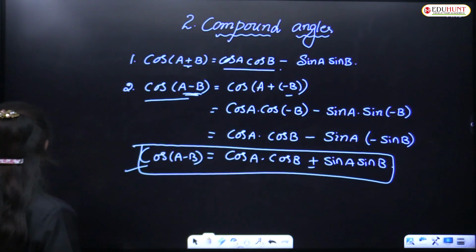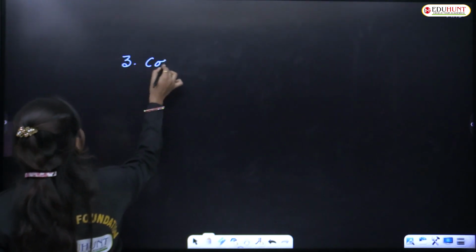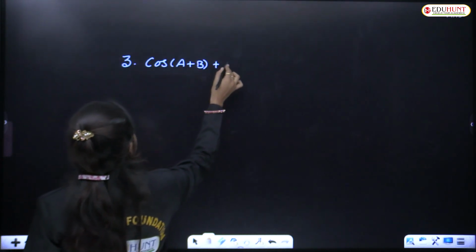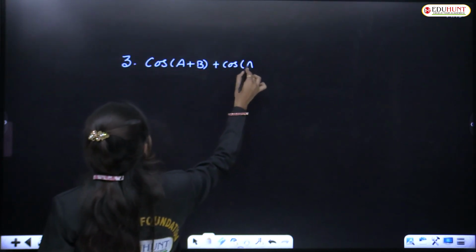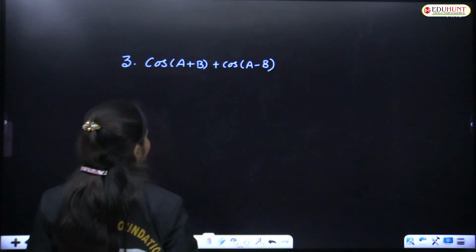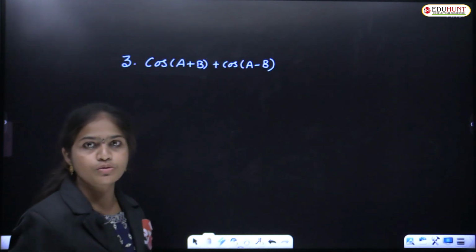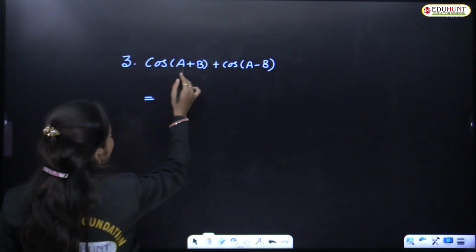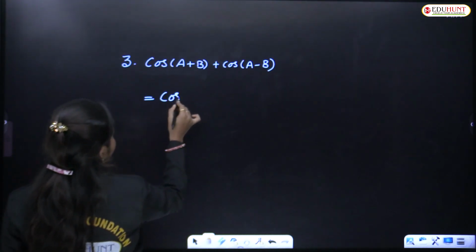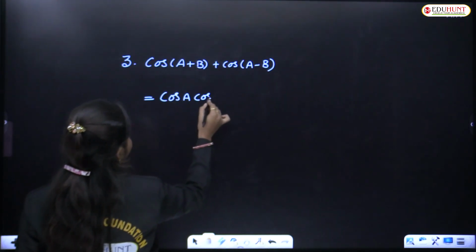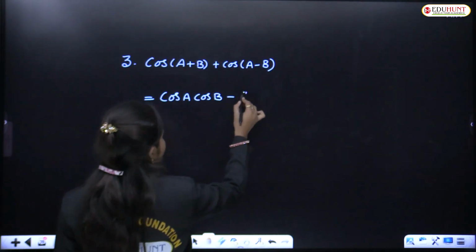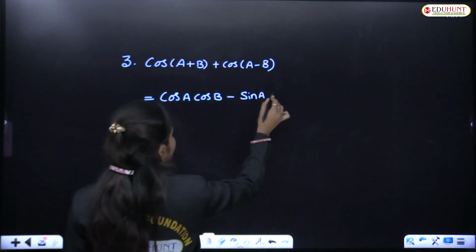Now the third one is cos of a plus b plus cos of a minus b. Now we know those two formulas also, no? So tell me those two formulas. Cos of a plus b is cos a cos b, minus plus is there, no? So that's why minus sin a sin b.